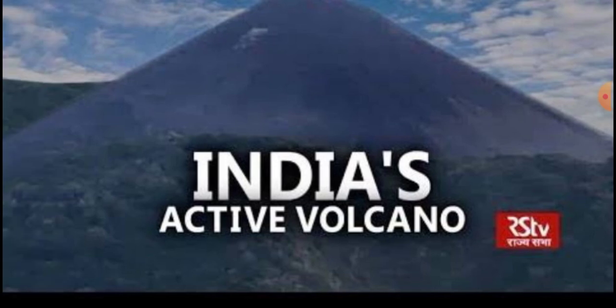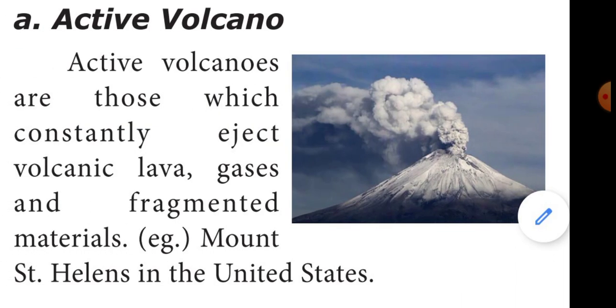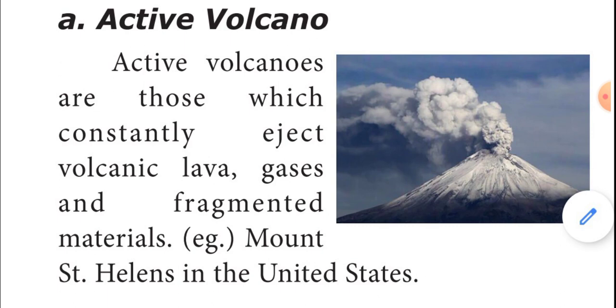The first one is the active volcano. Just see this picture. This is the image of an active volcano. Active volcanoes are those which constantly eject volcanic lava, gases and fragmented materials. Fragmented means tiny materials.